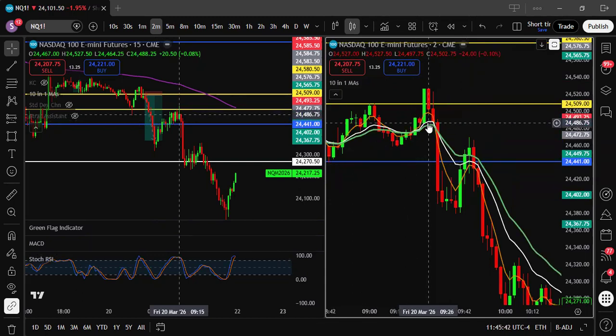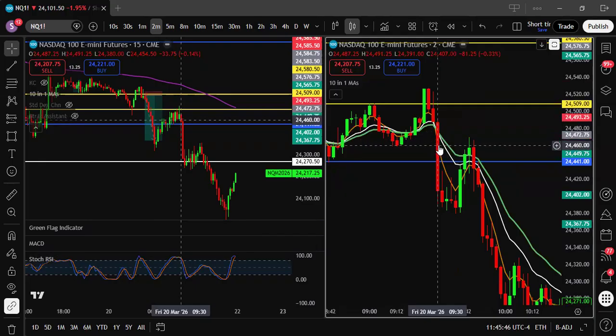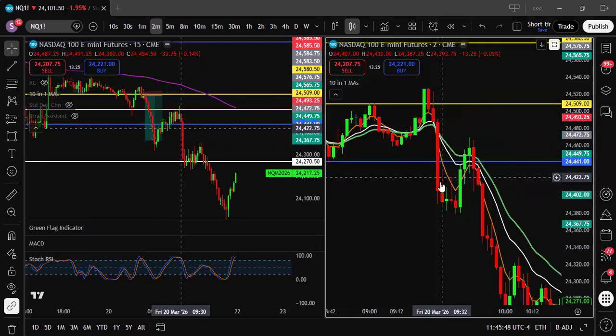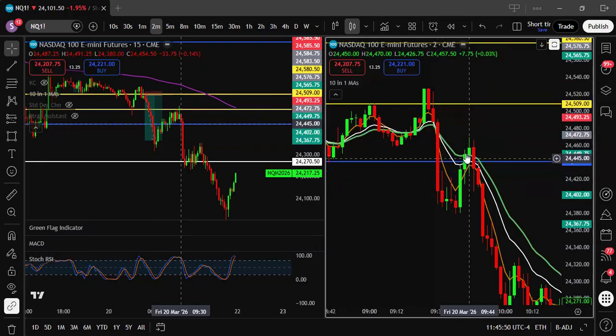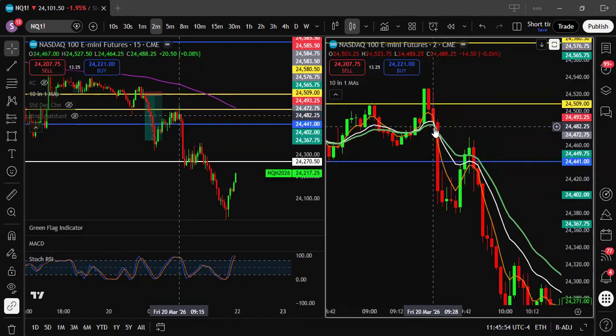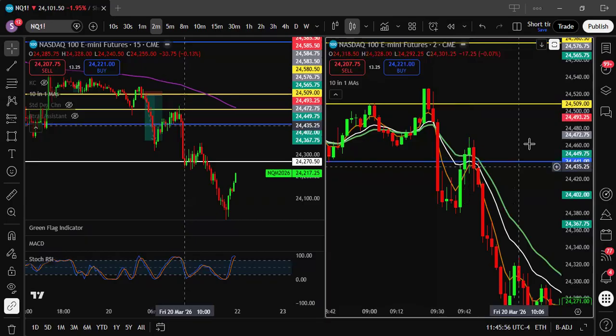All right, so let's do the play. 9:15 in the morning, we get the nice cross down, 513.20. We get that pullback. 99% of the time, you're going to get some form of pullback after an EMA cross. That's just what happens.